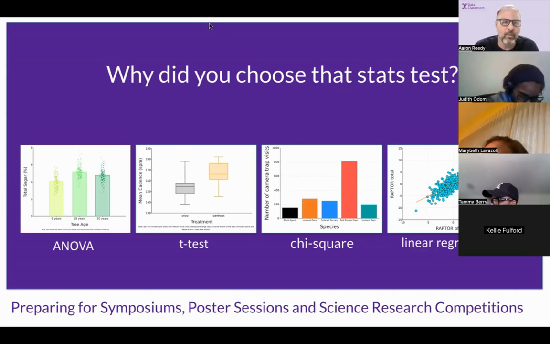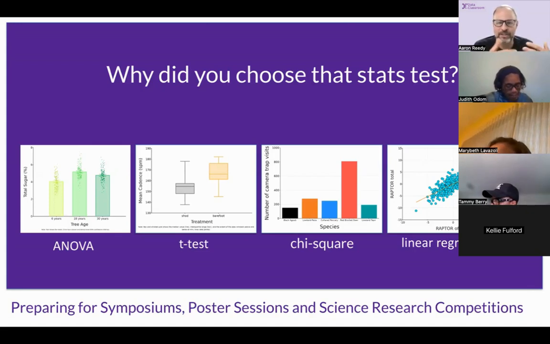So no matter what the answer is to that question of why did you choose that stats test, it's related to the kinds of variables you have, and what your central question is. Are the groups different from one another? Is the distribution different than a null? Is there a relationship?